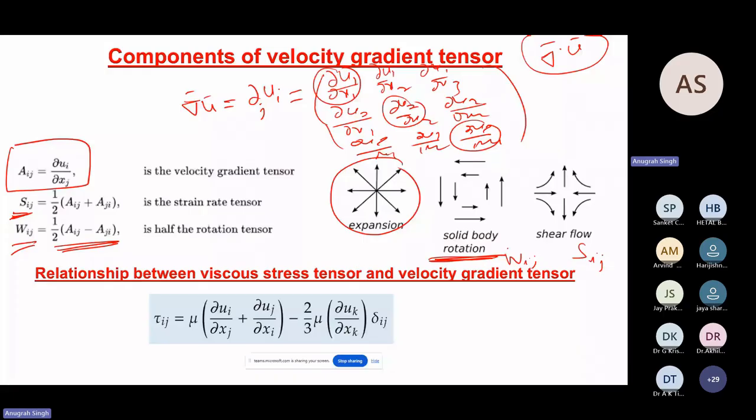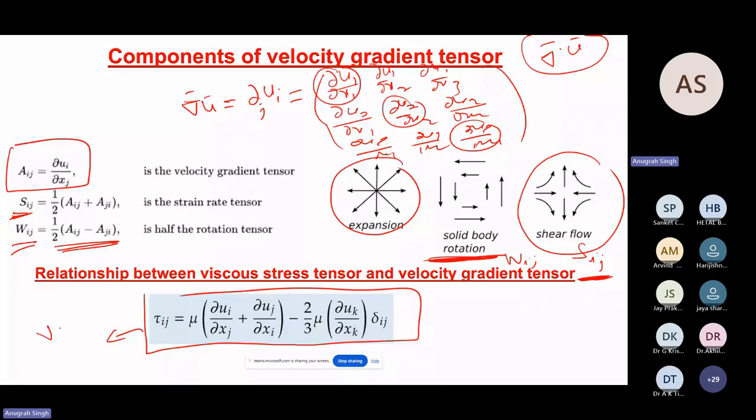So what will be important is that there will be Wij, the antisymmetric part, and the symmetric part. Rigid body rotation does not cause deformation. Your whole body is rotating like a solid disk or solid body. Only when you have a shear flow will there be deformation, and then viscous stresses will be generated. So viscous stresses are proportional to Sij, they depend on the symmetric part. And we all know that this is the viscous stress.